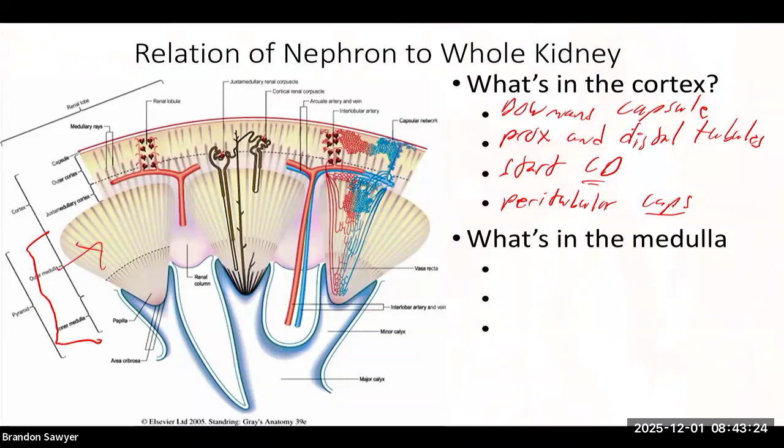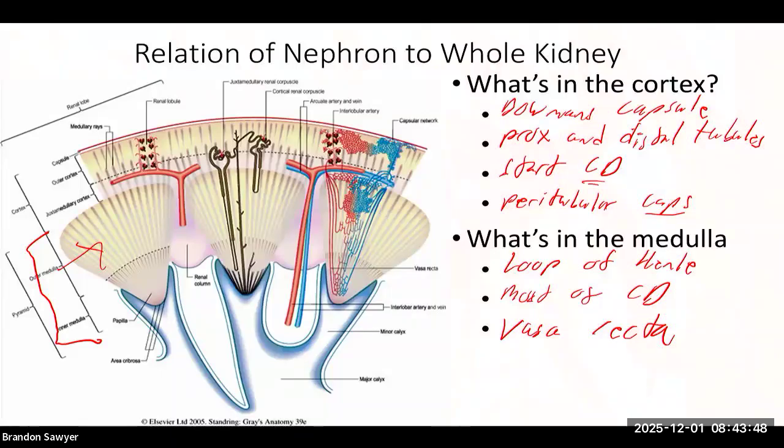So all this part in here, we're going to see most of the loop of Henle, most of the collecting duct, and then the vasorecta too. The vasorecta is that capillary bed that goes around the long loops of Henle in those longer nephrons, the juxtaglomerular nephrons. Okay, so it's just kind of like trying to overlay the microanatomy with the macro or gross anatomy there.